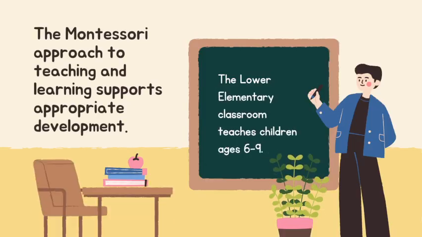In short, the lower elementary classroom meets not only the academic needs of children ages 6 to 9, but the developmental needs as well. It should be noted that middle childhood includes children ages 6 to 11. The lower elementary classroom only includes children ages 6 to 9, but all aspects of middle childhood development can still be seen.